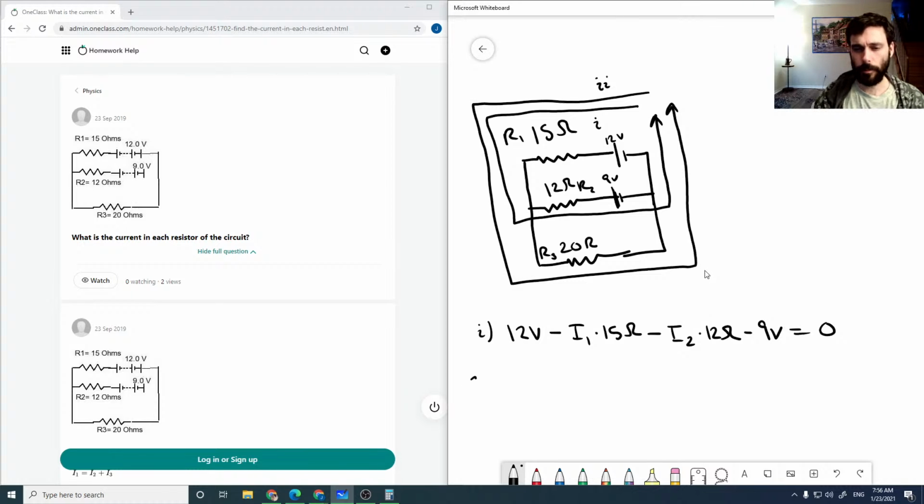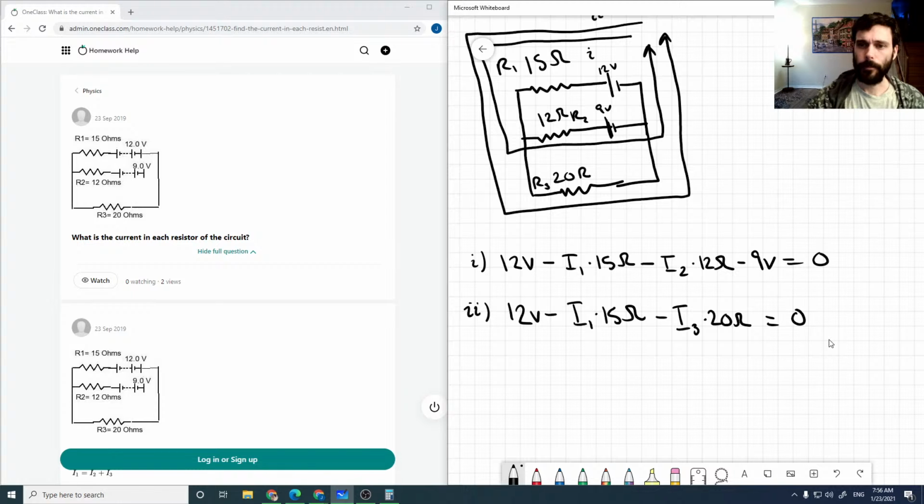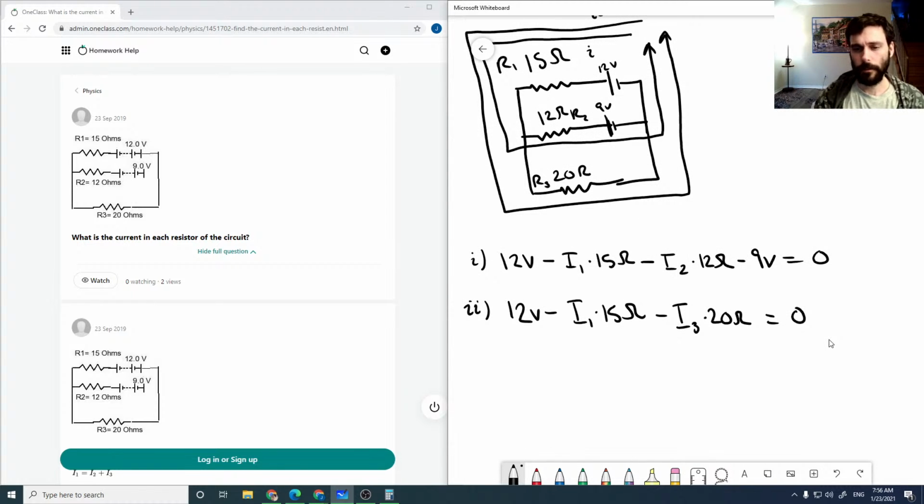And then for my second loop, I gain 12 volts, I lose my I1 times my 15 ohms, I come all the way down here, I lose I3 times 20 ohms, and then I come back to 0. Okay. And then my current is splitting at this split point, and so my I1 is equal to my I2 plus my I3.